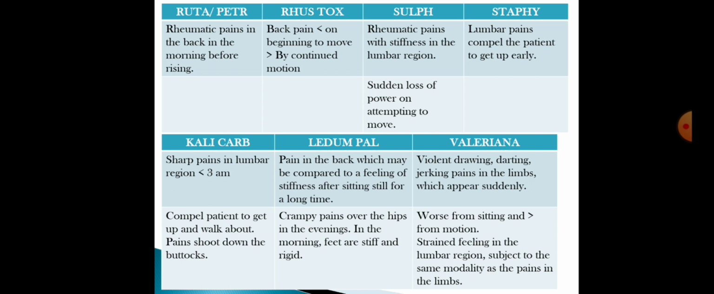Kali carb also has pains which compel the patient to get up and walk about. The pains shoot down the buttocks. While in Ledum pal there are crampy pains over the hips in the evening hours, and in the morning the feet are felt stiff and rigid. Valeriana is worse from sitting and ameliorated from motion. They have a strained feeling in the lumbar region, subject to the same modality as the pains in the limbs.